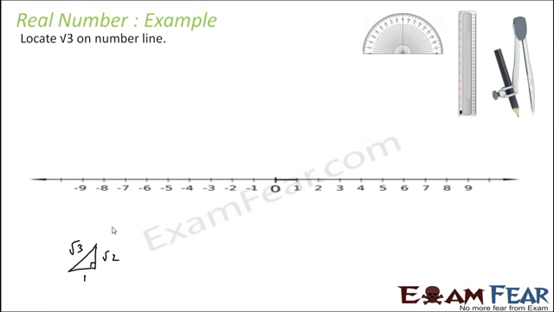Similarly, we can plot root 3 as well. If you have a triangle where this length is root 2, this length is 1, this will be root 3 by Pythagoras theorem. And root 2 we already know how to plot. So we can easily plot root 3, right? Same concepts. First we'll plot root 2, and then we'll plot root 3.